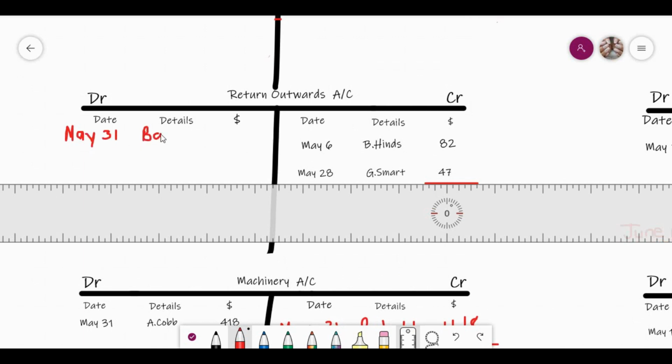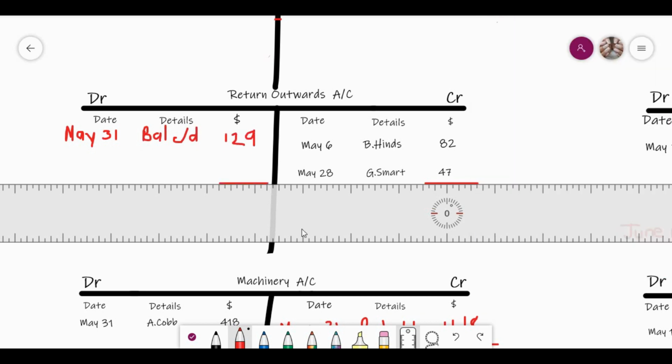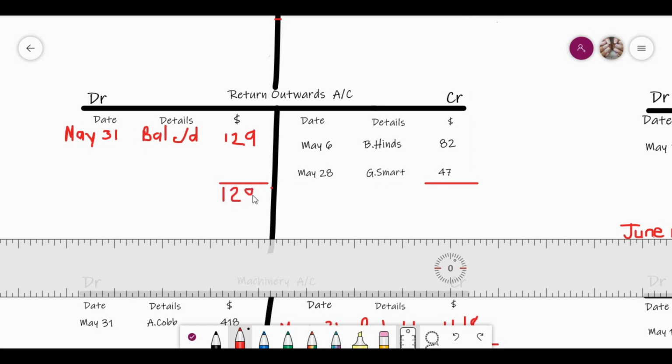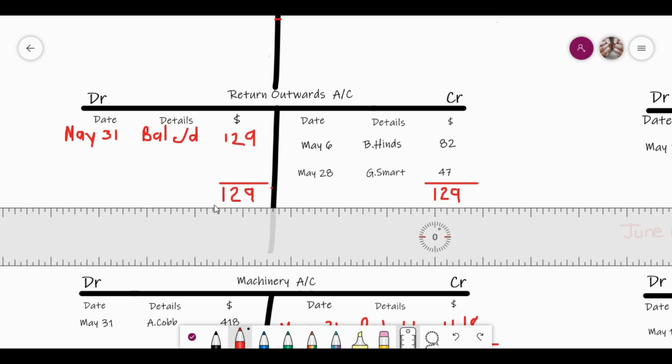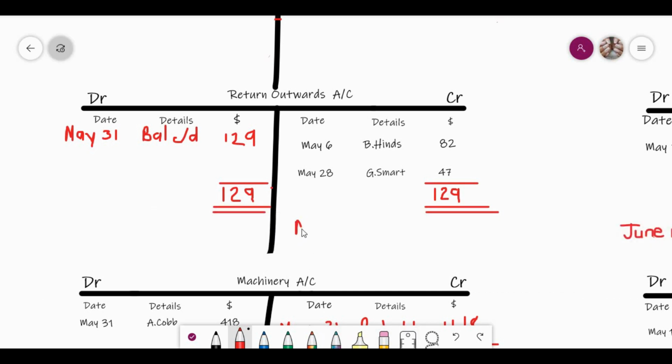So once again, we're going to be adding the figures on the larger side, 129, which will be the balance CD figure, totaling it and then double lining the figure, and afterwards you're going to be entering the balance brought down and its details.